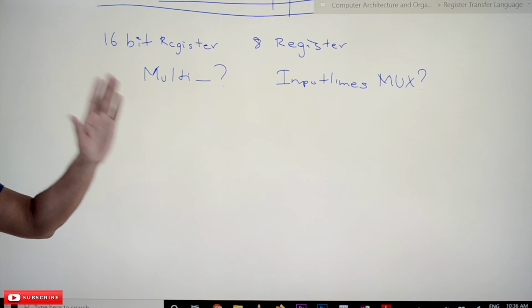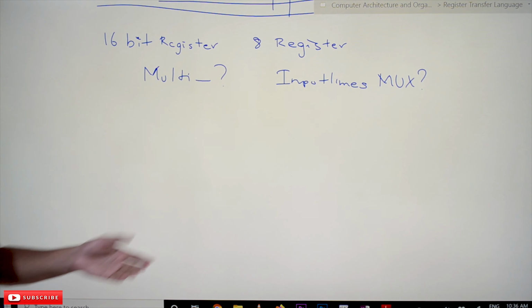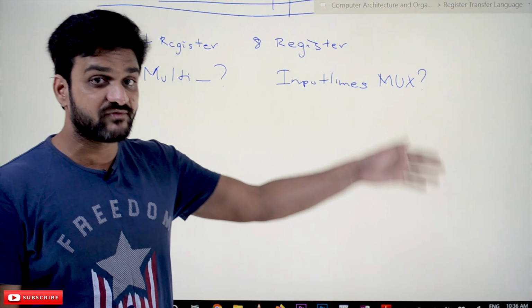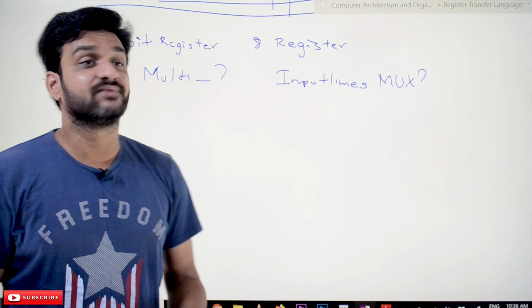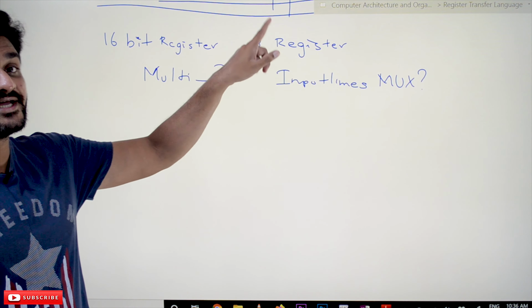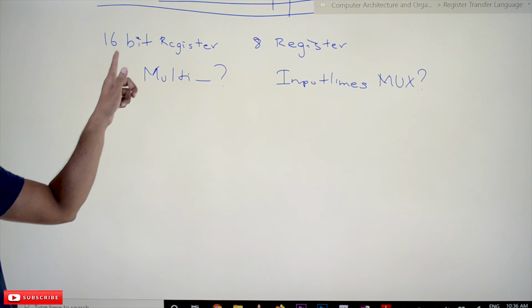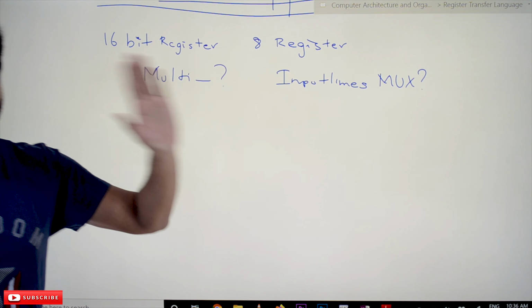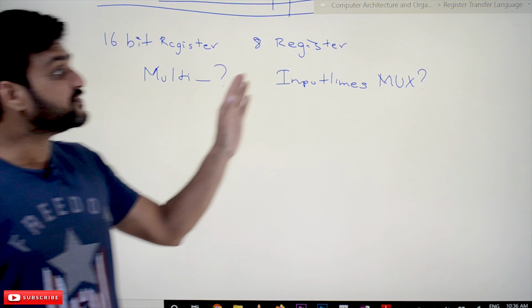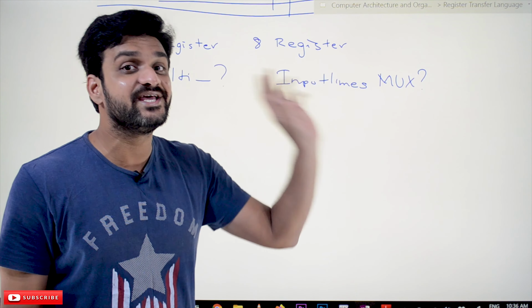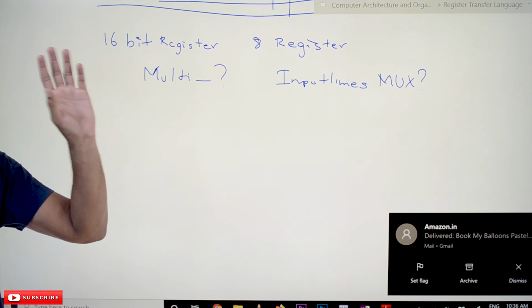So in order to create a common bus memory transfer environment for our system with 8 registers, and each register having 16 bits, how many multiplexers are required and how many input lines are given to each multiplexer? Think of it.